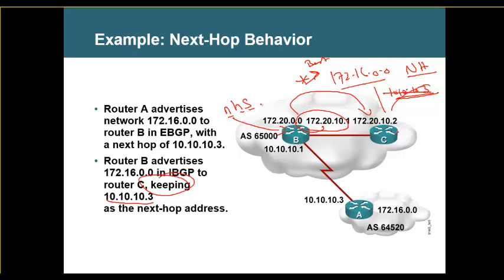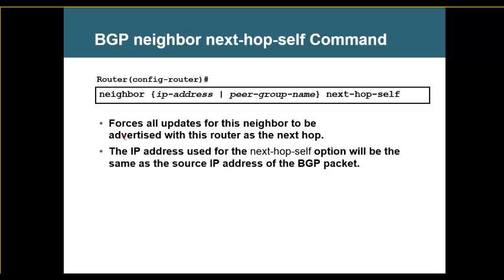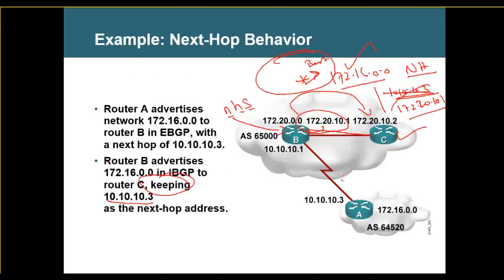This is what the next slide was explaining. When you say neighbor 172.20.10.2 next hop self, router B will advertise this 172.16 network with the next hop 172.20.10.1. Now how does router C reach this network? Because it's directly connected, it will be valid and best. You see? We say neighbor address, next hop self. That is what I explain here.